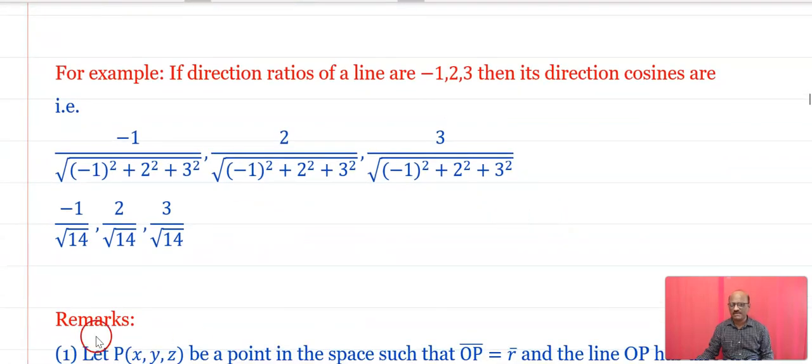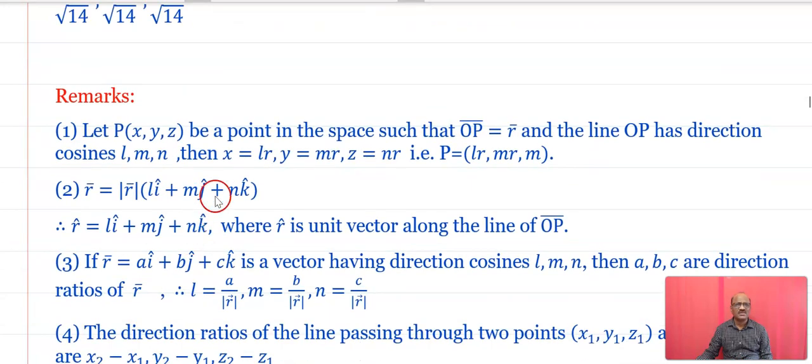For example, if the direction ratios of a line are -1, 2, 3, then the direction cosines are -1 upon root of (-1)² + 2² + 3², 2 upon root of (-1)² + 2² + 3², 3 upon root of (-1)² + 2² + 3². Hence (-1)² is 1, 2² is 4, 3² is 9; 9 plus 4 is 13, plus 1 is 14. So we get the direction cosines are -1 upon root of 14, 2 upon root of 14, and 3 upon root of 14.